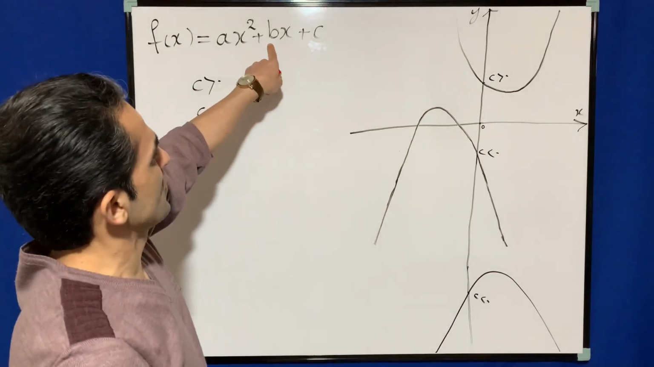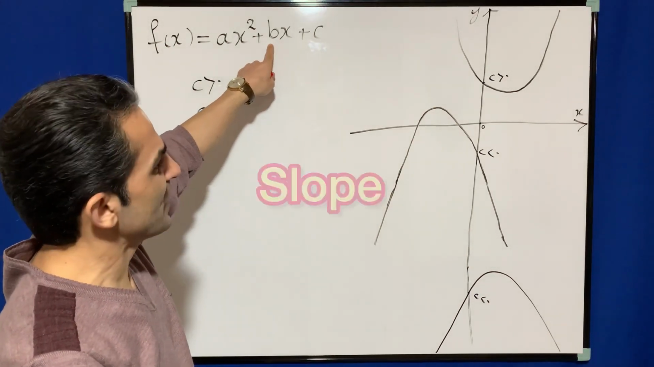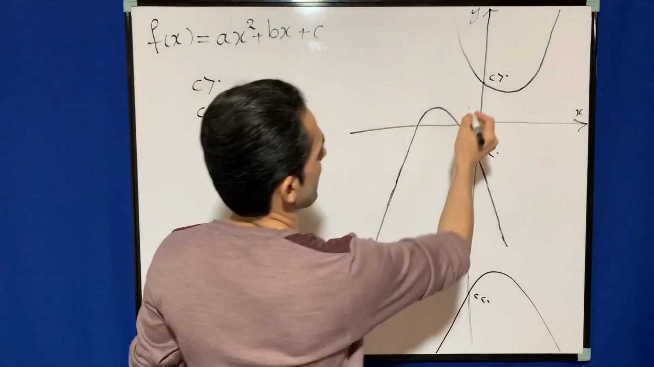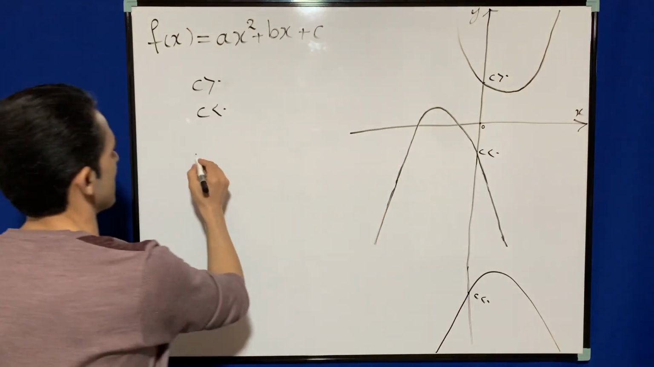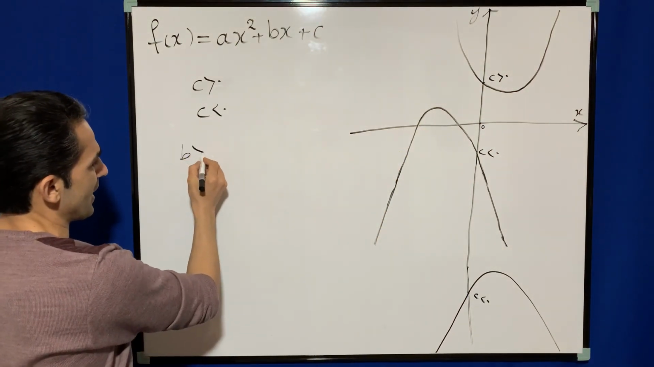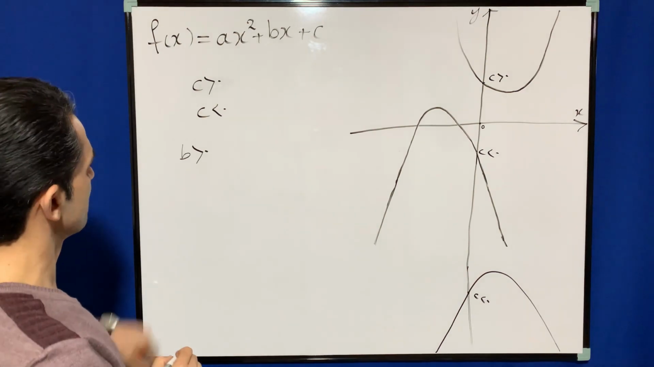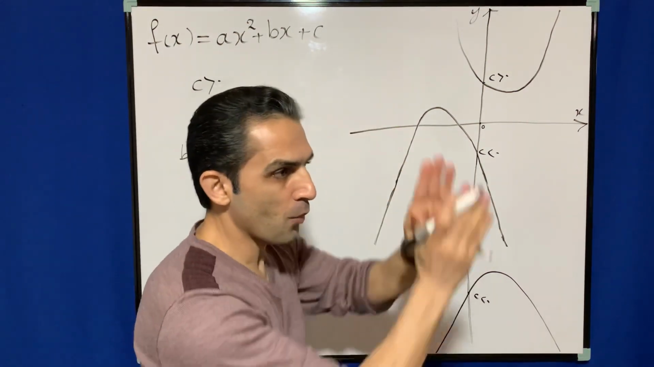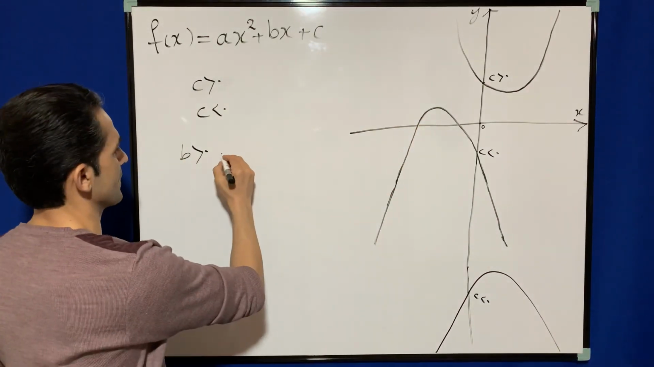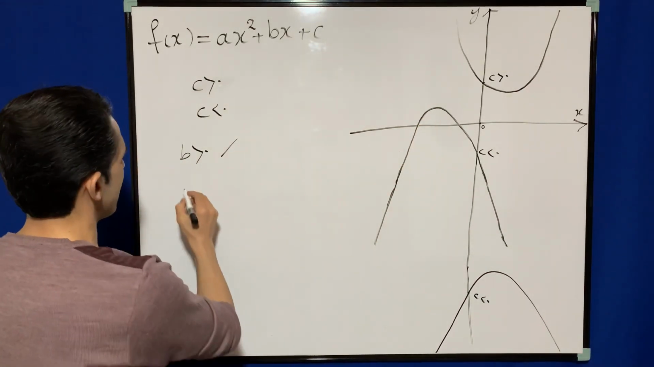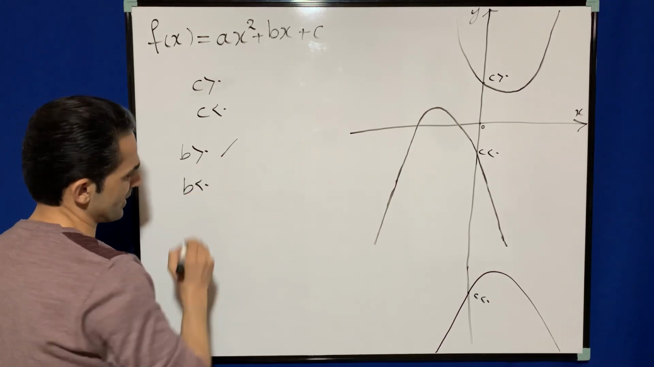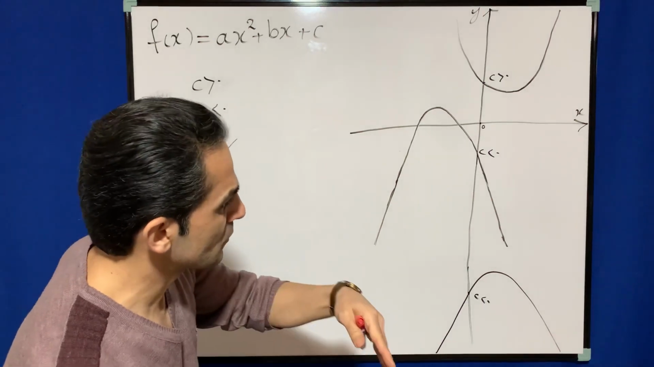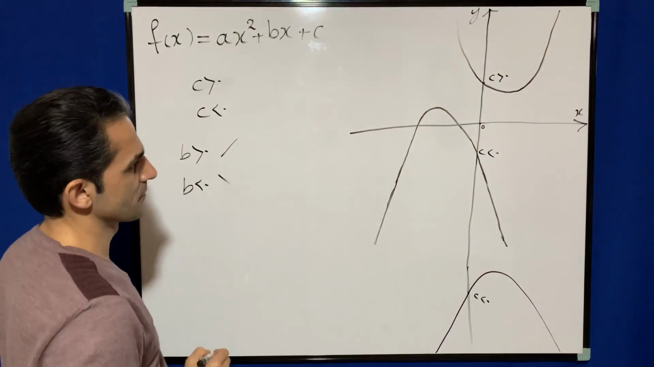What about the coefficient of x, b? B is the slope of a curve at the point C. Okay, the slope of a curve. If b is greater than 0, the slope of the curve tends upward, like this. And if b is less than 0, the slope of the curve tends downward, like this.